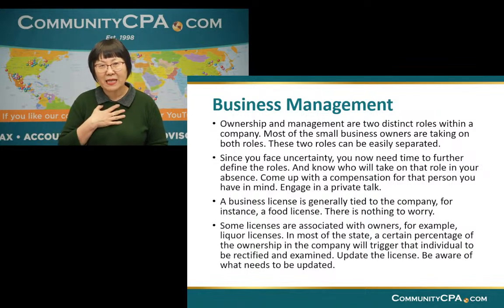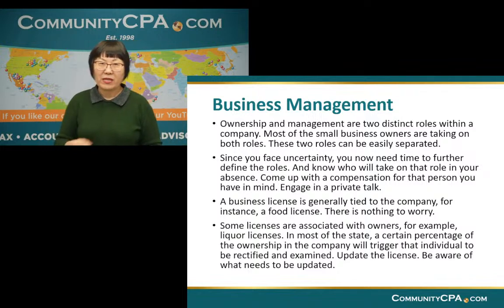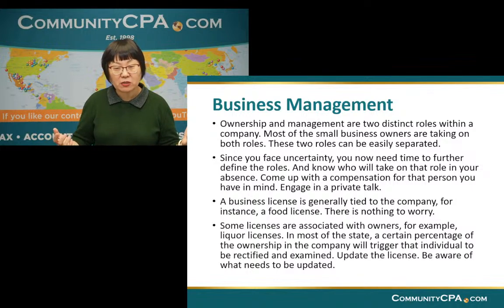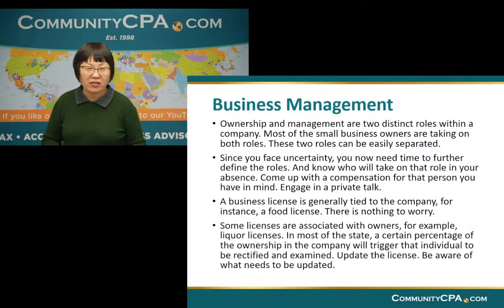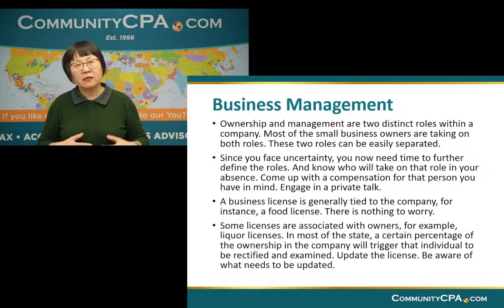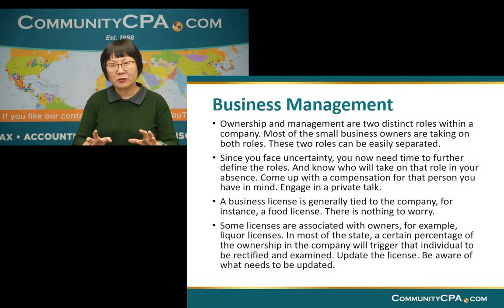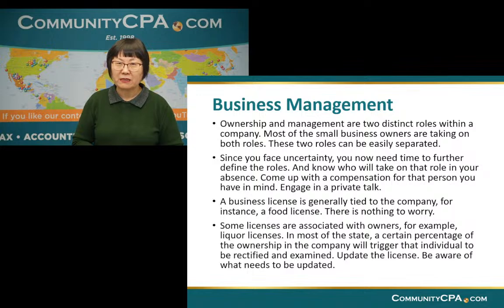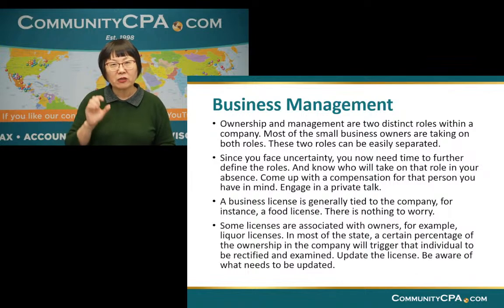So I always say that ownership and management are two distinct roles within a company. Most small business owners are everything: the owner, the manager, even the chef and the server. But if you are a person with uncertain immigration status, what we need you to do is pause what you're doing and start splitting your roles. These two roles are important, ownership and management. You want to split out the management, finding the right candidate.